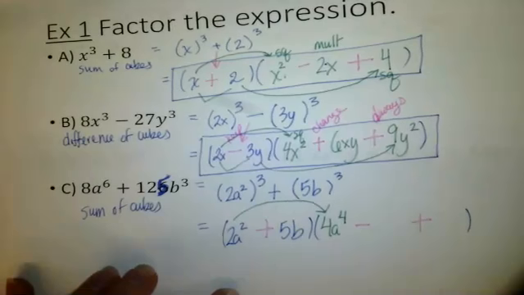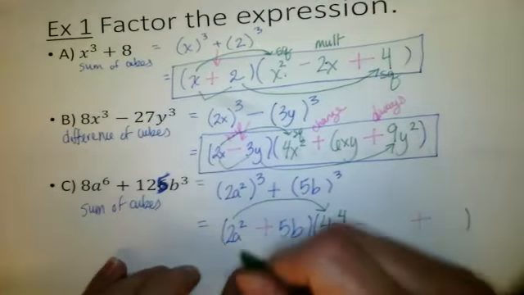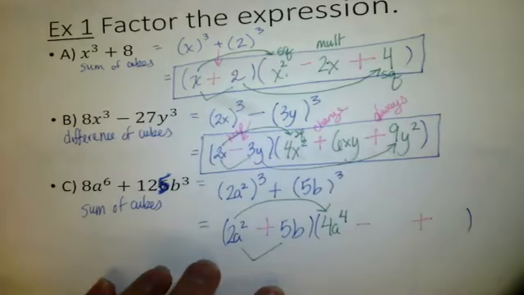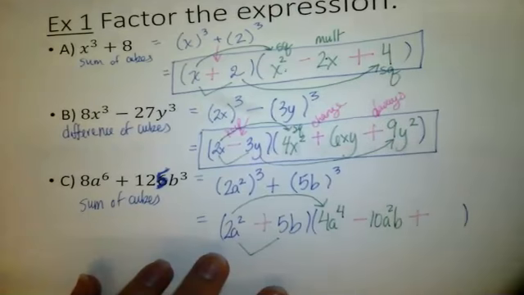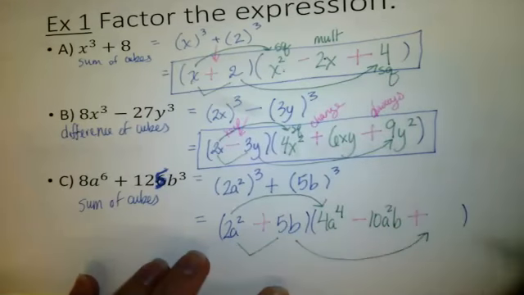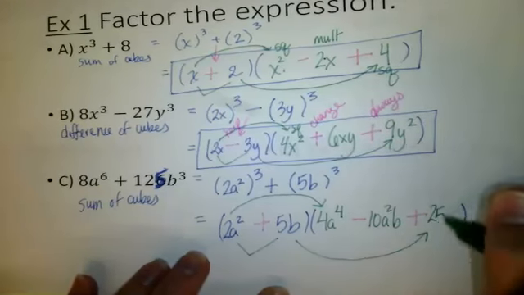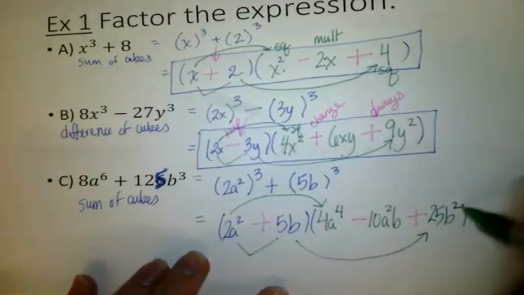2a squared times 2a squared. And then we multiply in the middle. What do we get in the middle? 10a squared b. Very good. And we square the last thing: 25b squared.